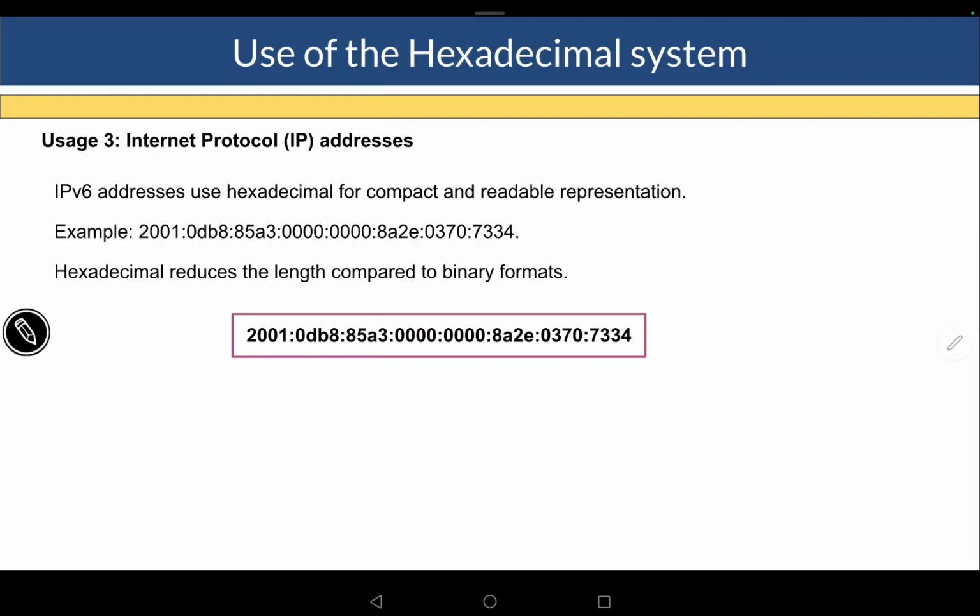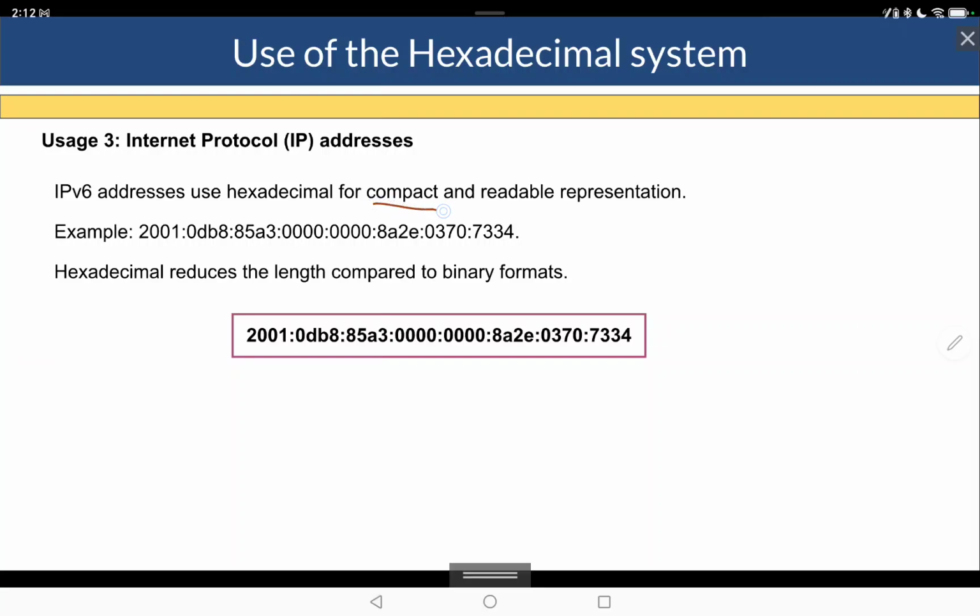Usage 3. Internet protocol, which is the IP address. IP addresses are also written using hexadecimal, and the reason why it is used is to make the IP address more compact and readable. Basically, it reduces the length of the address compared to if the address is in binary format.